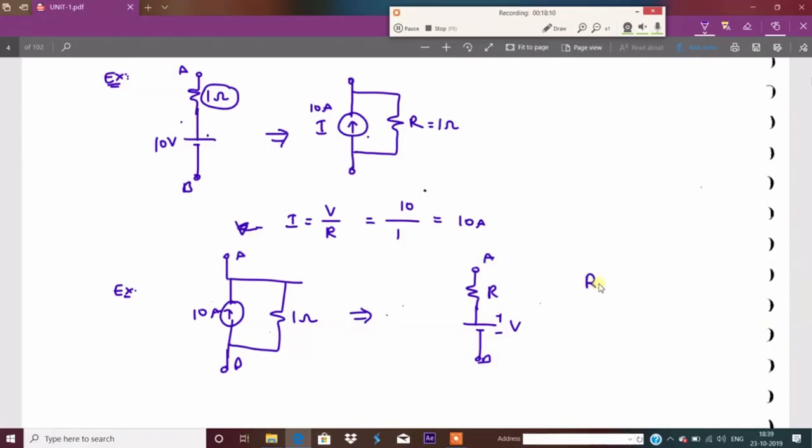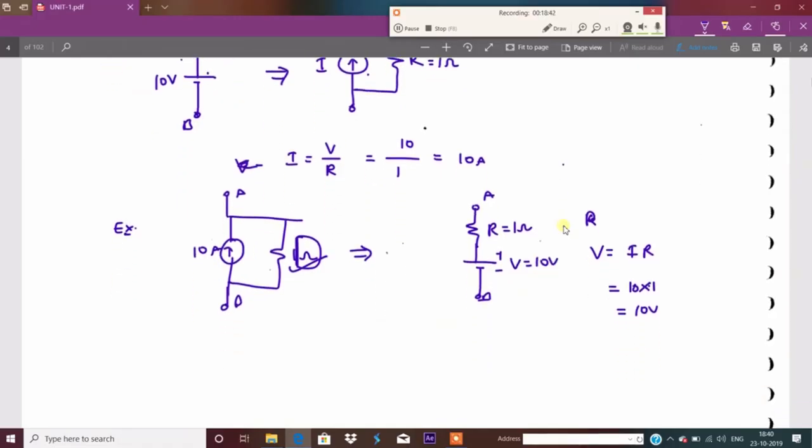So, resistance. Here, the voltage formula from Ohm's law: V is equal to IR. What is the R value? R value is 1, I value is 10, so 10 into 1, that is 10 volts. So what is the voltage here? 10 volts. What is the resistance? The resistance present here is 1 ohm. That resistance will be connected here, 1 ohm. Is it okay? So this is a way to convert voltage source to current source to voltage source.